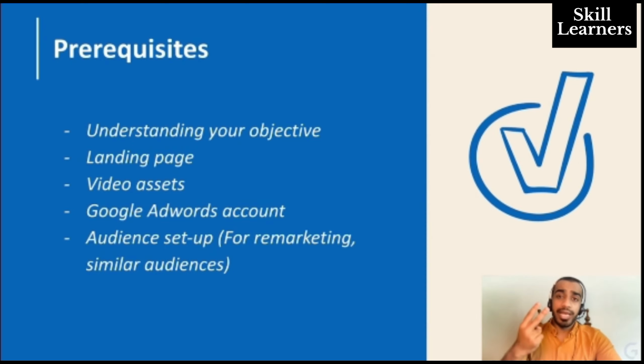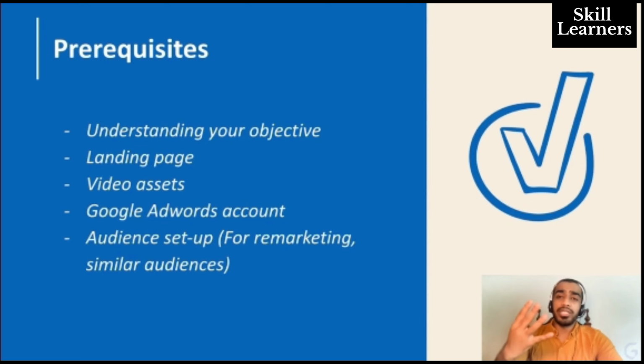The second one is creating a landing page or having a website. So where are you directing your users to? That is crucial too. You need to have a landing page or website to direct your traffic to. The third one, and this is definitely a no-brainer, is that you need video assets. You need a video ad to actually launch a campaign on Google video campaigns, because the campaign name itself says video. So you definitely need a video asset to get started with your Google video campaigns.